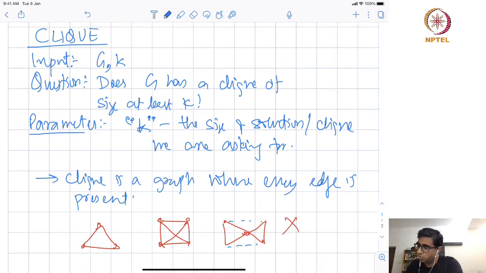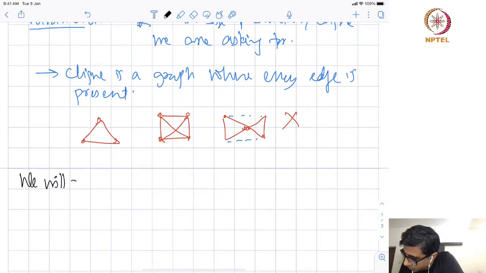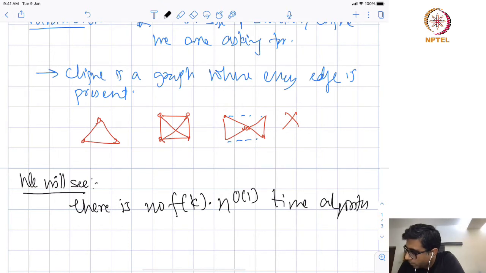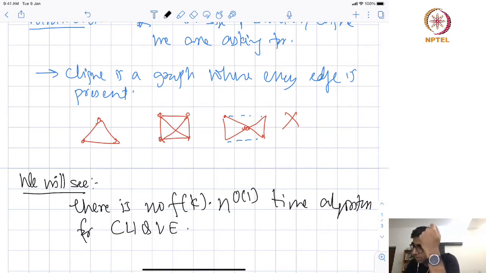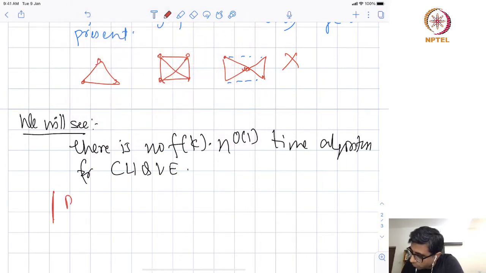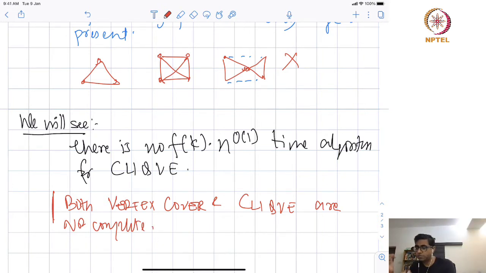Now as we will see in the course, for this problem there is no f of k n to the power big O of 1 time algorithm for clique, right. So notice this field is quite interesting, that while we saw for vertex cover there is an algorithm of running time f of k poly n, we will see that clique on the other hand does not have such an algorithm. But notice, this is just a remark, both vertex cover and clique are NP complete, but in the world of parameterized complexity or multivariate algorithms, they show different behavior.